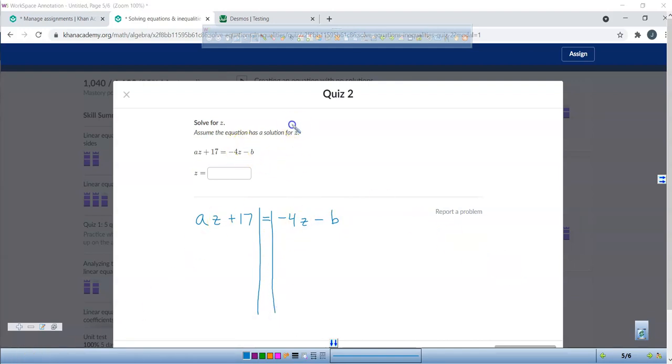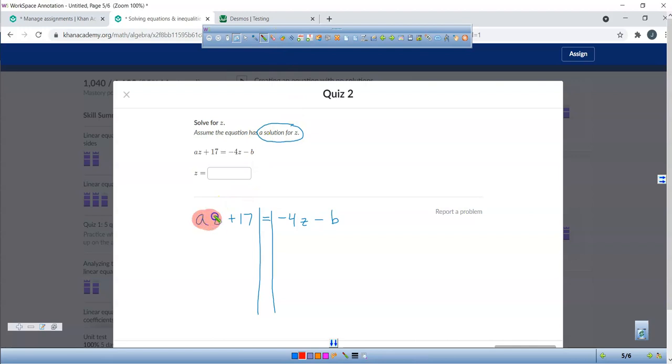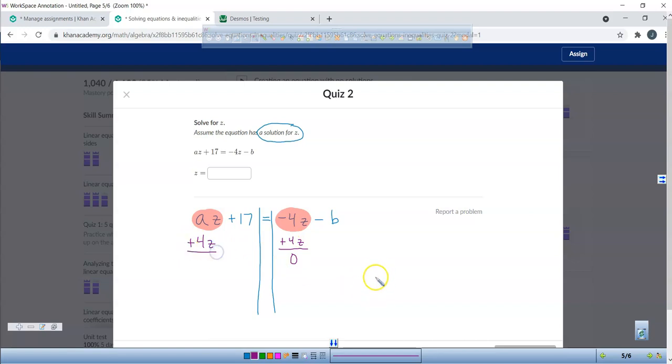It says we're solving for a solution for what letter? You can't see it, it's really tiny. It says z. So I'm going to highlight this: there's an a times z, and that's a negative 4 times z. We need to get all of our z's over to one side. This time, because I like to think positive, I am going to add 4z to this side, and that zeroes it out. These are called additive inverses. They always add to 0. Whatever I do to one side, I've got to do to the other side.